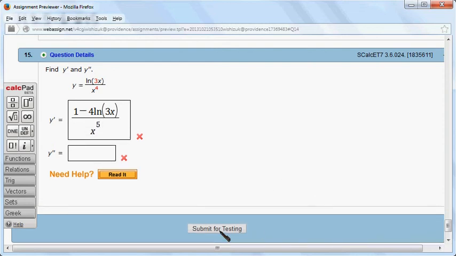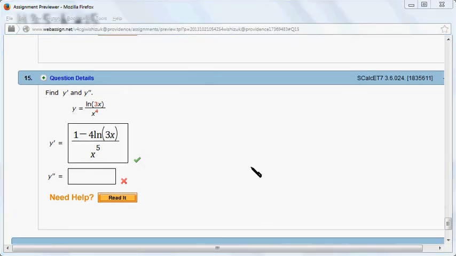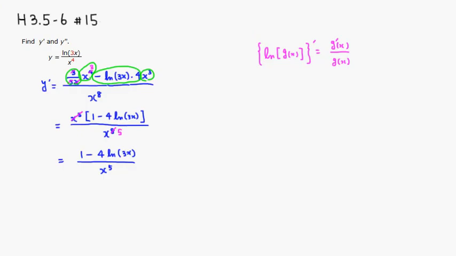All right, let's check the answer. It came back and looks like we got the first derivative correctly. All right, let's find the second derivative. We just need to take another derivative of this.